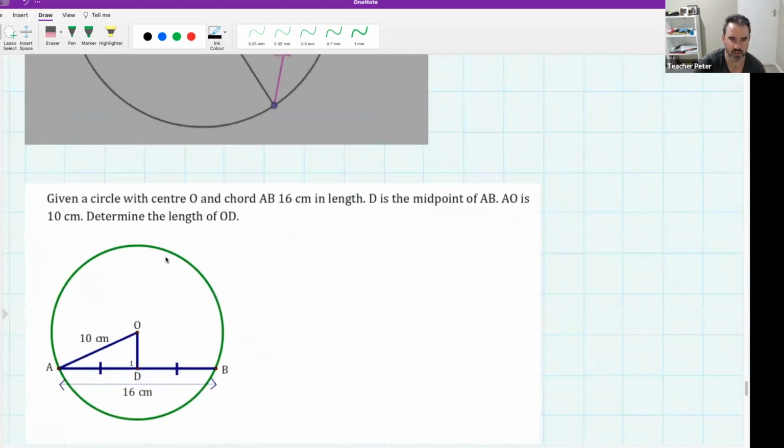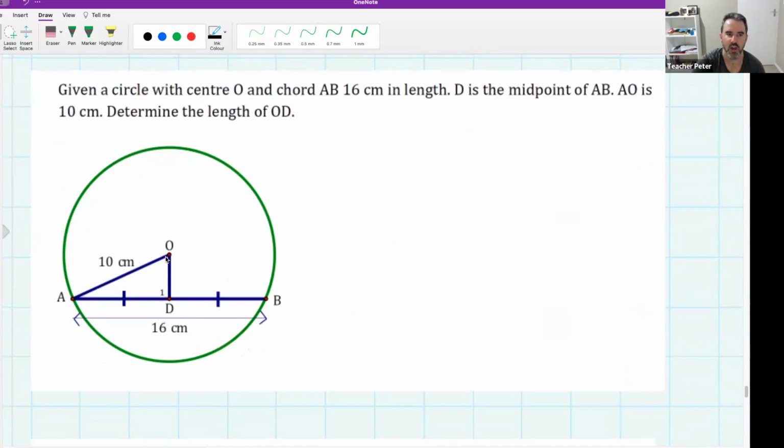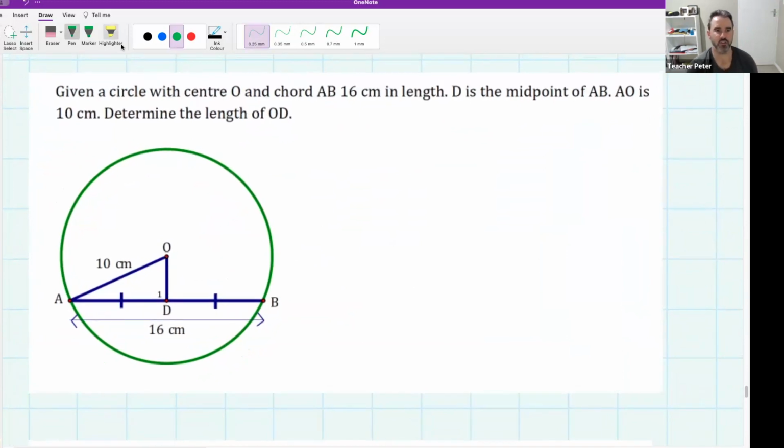Let's finish with this question over here. This is from an old exam. It says, given a circle with center O, and a chord AB, which is 16 centimeters in length. So this is the chord AB. D is the midpoint of AB. So there's D, it's the midpoint of AB. AO is 10 centimeters. Determine the length of OD.